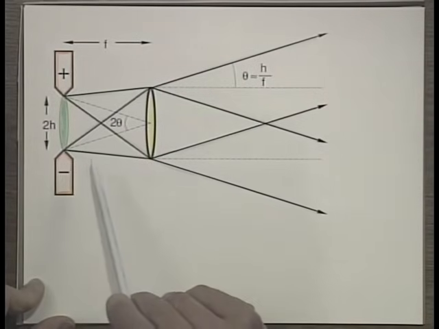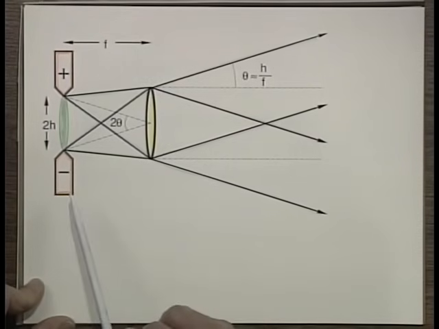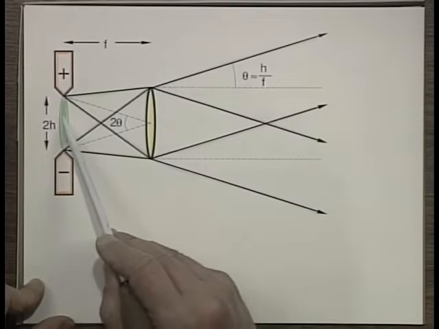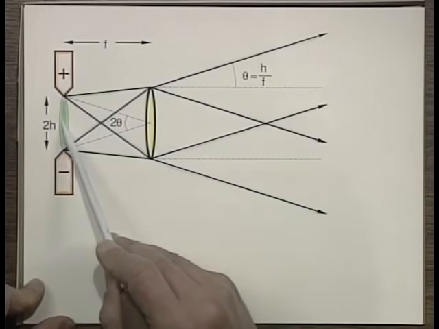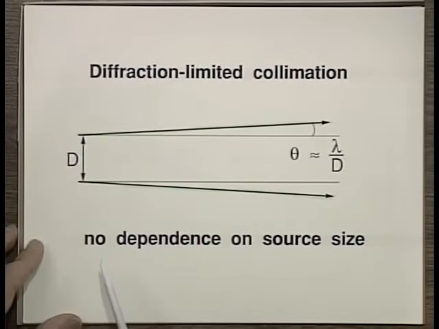And that's how, in pre-laser days, one got collimated beams with a lot of light in them, because you try to generate sources that have a very small size. Now let's see what's the best one can do here. Well, the best one can do is called diffraction-limited collimation.